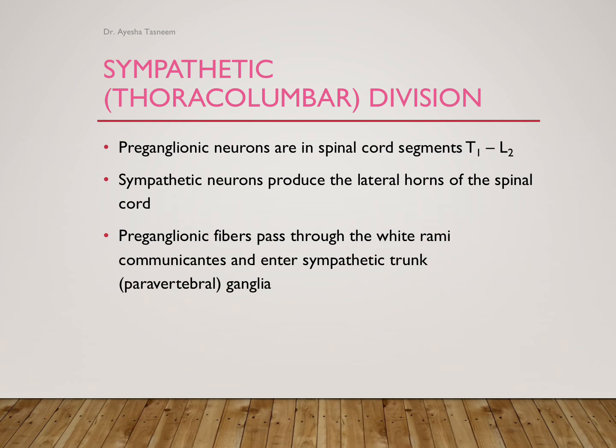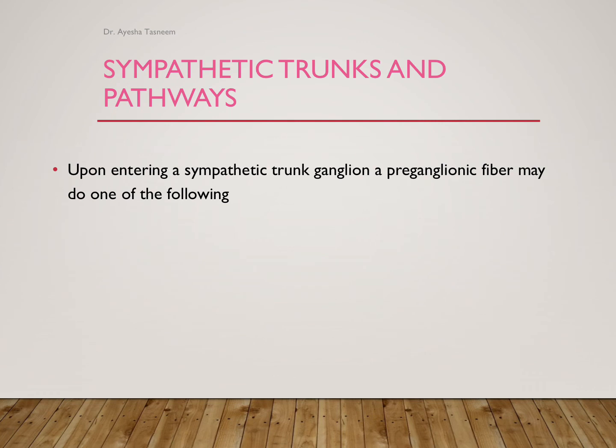The preganglionic neurons are in spinal cord segments T1 to L2. Sympathetic neurons are in the lateral horns of the spinal cord. Preganglionic fibers pass through the white rami communicans and enter the sympathetic trunk ganglia. Upon entering the sympathetic ganglia, the preganglionic fibers may do one of the following.